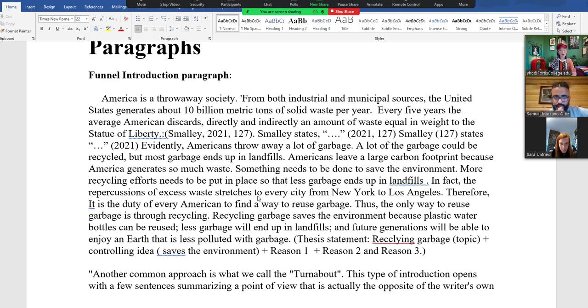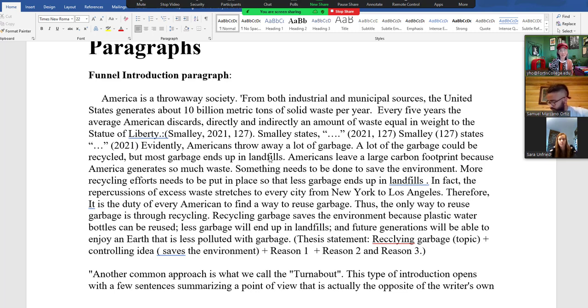So as I start talking, I'm starting to get to my point. We're very wasteful, so therefore we need to find a way to recycle, because recycling is actually the topic. That's the only way to reuse garbage. Now I get to my thesis statement. Because recycling garbage saves the environment, because plastic water bottles can be reused, less garbage ends up in landfills, and future generations will be able to enjoy an earth that is less polluted with garbage.